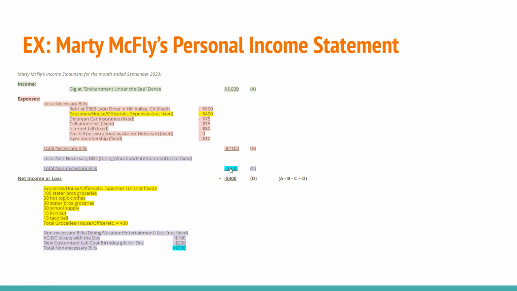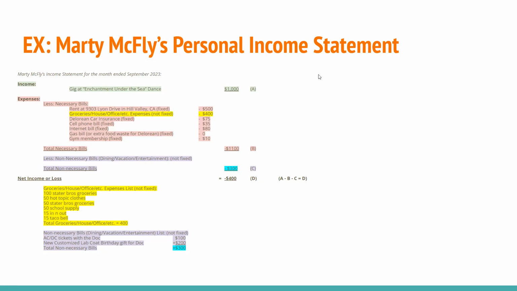So that's pretty much it. And so that will be our net income or loss, which comes up to negative 400. Again, where does negative 400 come from? It came from the original 1,000 for income, less negative 1,100, less negative 300. So that's 1,000 minus 1,400. I'm sorry, 1,000 minus 1,400 is equal to negative 400. That's Marty McFly's personal income statement.